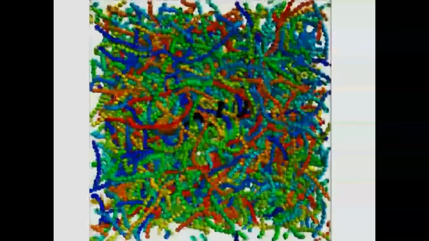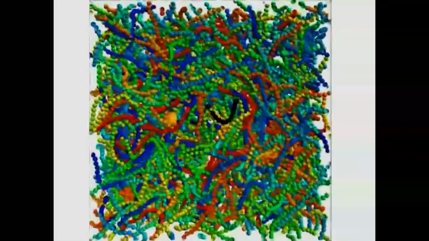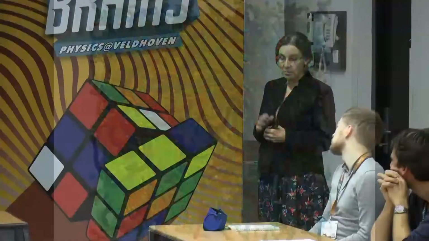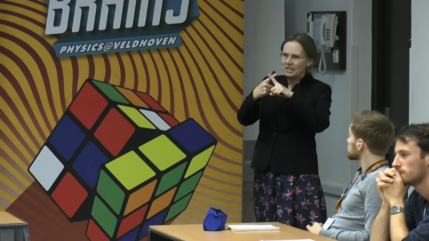At the moment, they're not cross-linked. That's something which comes next. At the moment, we don't want them to be cross-linked. So they actually are joined to each other. Thank you. Good point. So it's more a network. These can slide over each other.